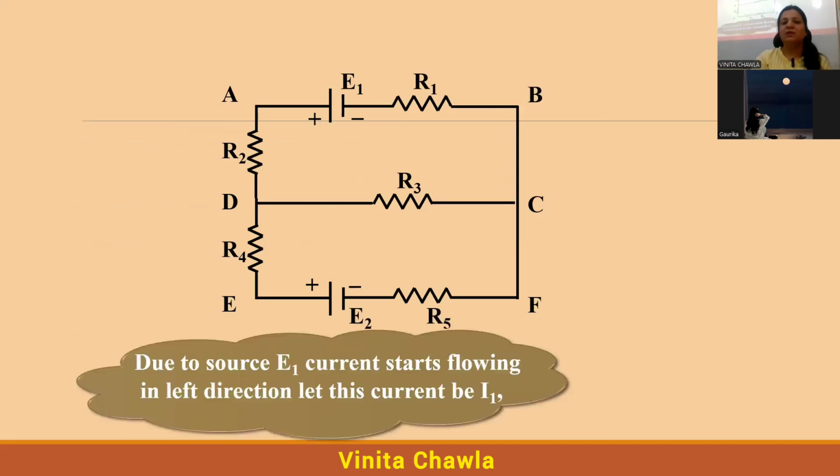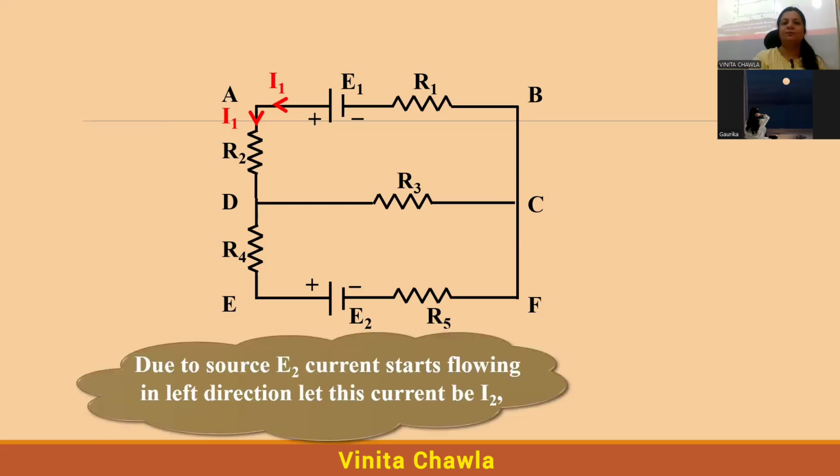So due to source E1, current starts flowing in the left direction. Let this current be I1. This is current I1. ये current I1 कहाँ से generate हो रहा है? E1 से. Okay.